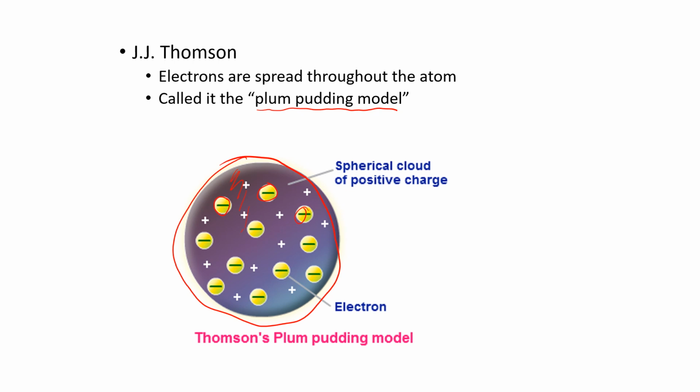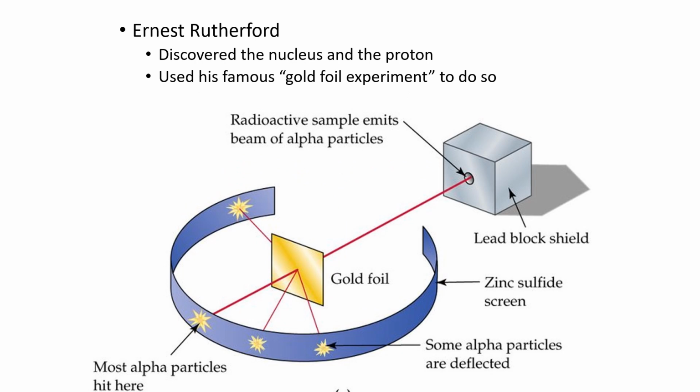Now, as we know today, this plum pudding model isn't correct, but that came from a guy named Ernest Rutherford, and he made this experiment, which is now called the gold foil experiment. And he made this experiment to test to see if the plum pudding model is true, if these negative electrons were just lightly scattered everywhere, and the whole atom is just lightly positive throughout.